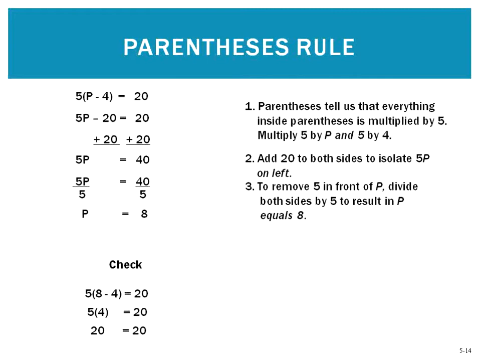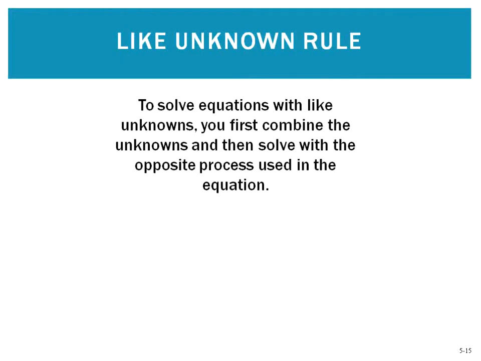Let's check it out. Okay? We put the 8 where the p is supposed to be, and we say 5 times (8 minus 4) is equal to 20. What's 8 minus 4? It's 4. So 5 times 4 is 20. 20 equals 20, which means we solved the equation right.